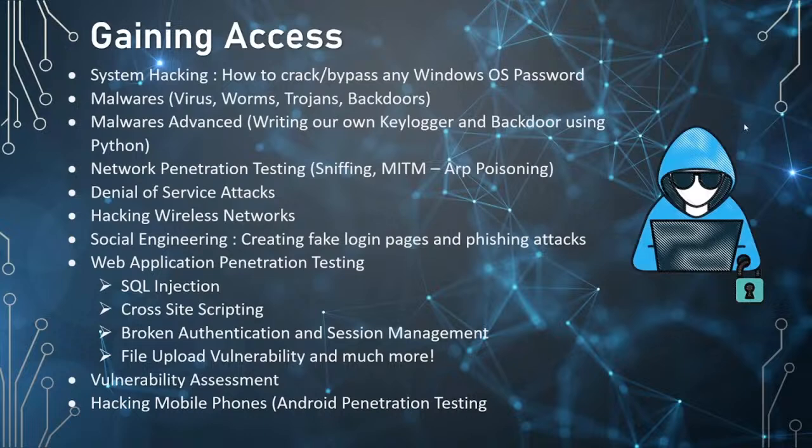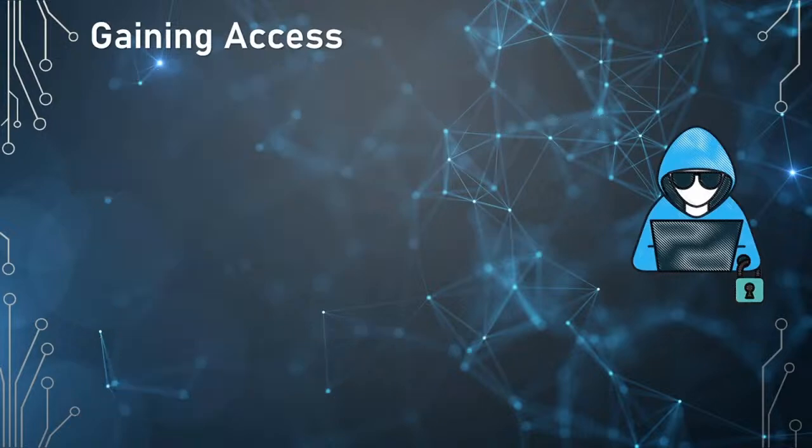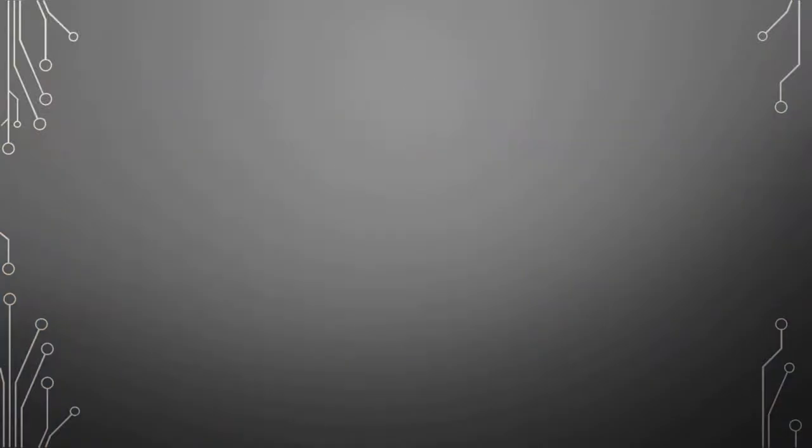Sir, please repeat that first part. Which one? Before gaining access, you told us some gathering information. I understood that if there is a vulnerability in their system, hackers can easily hack that system. So I understood somehow.